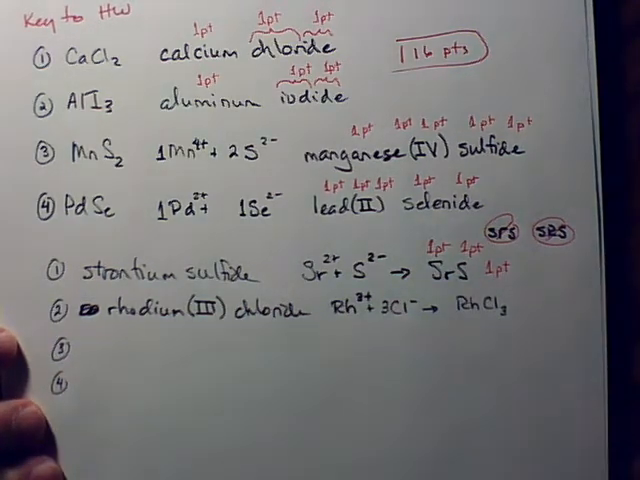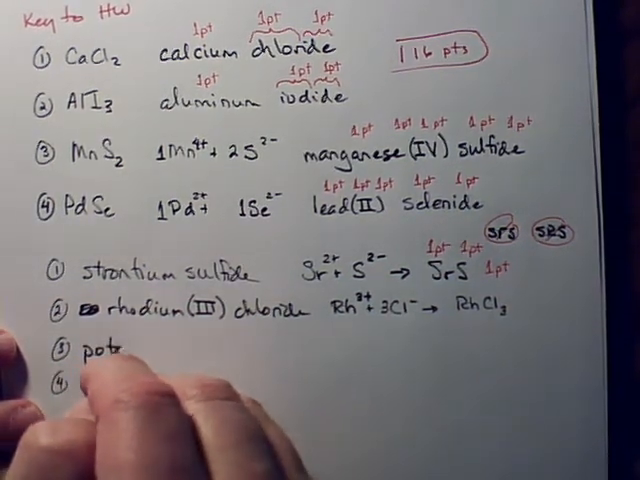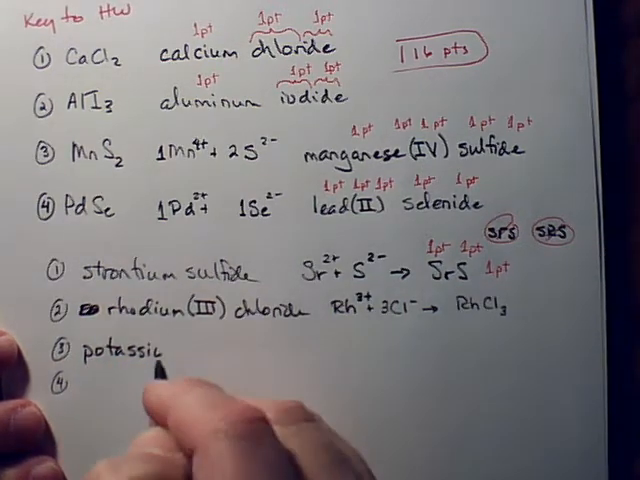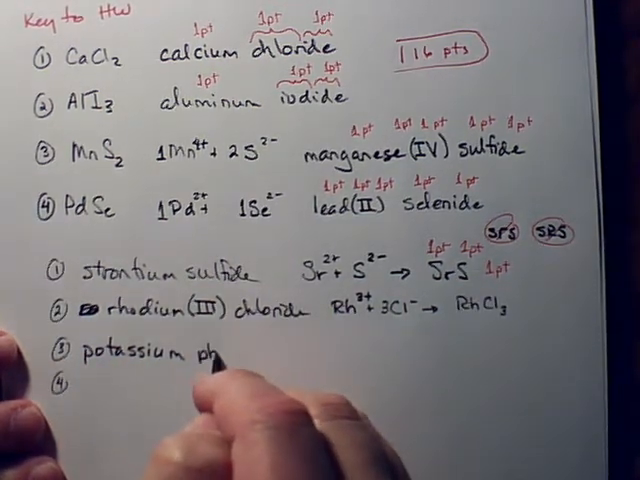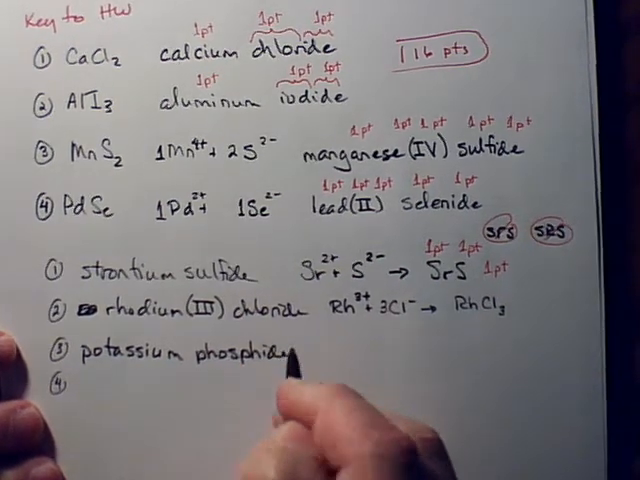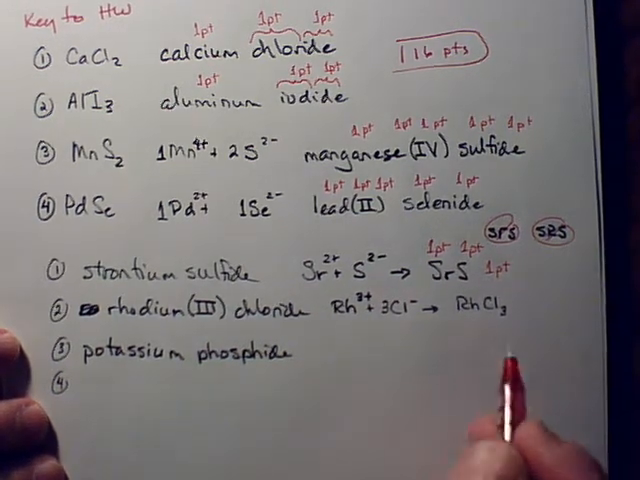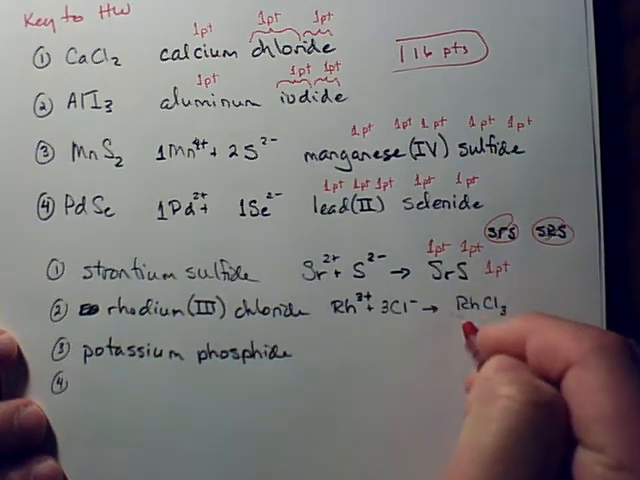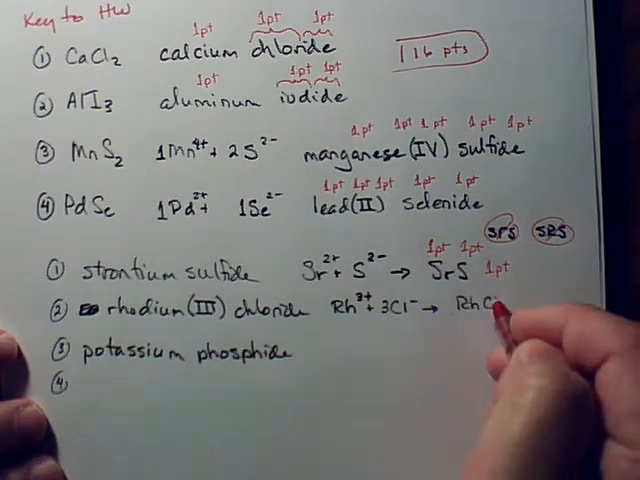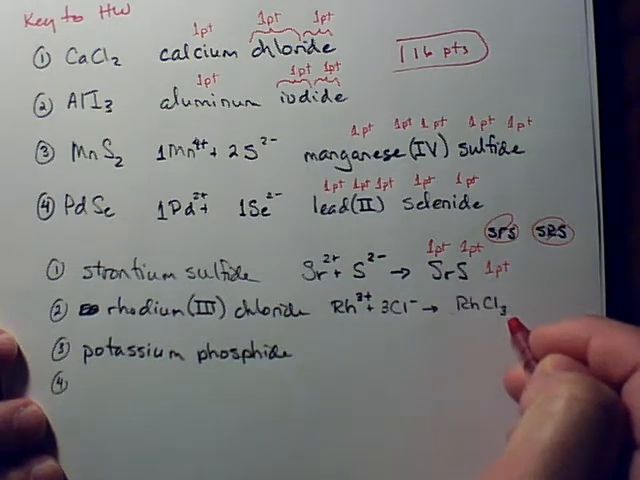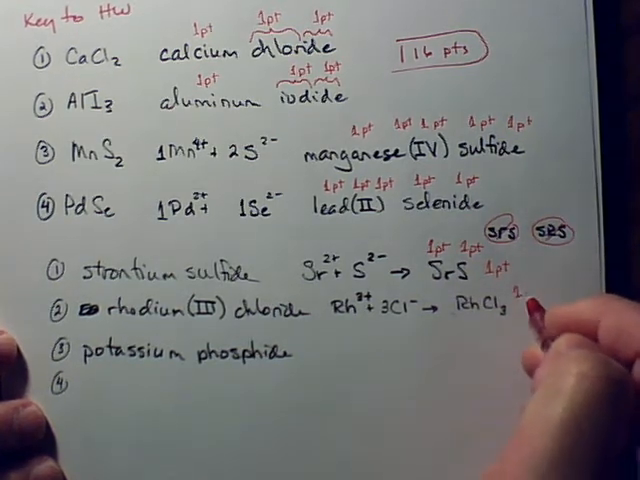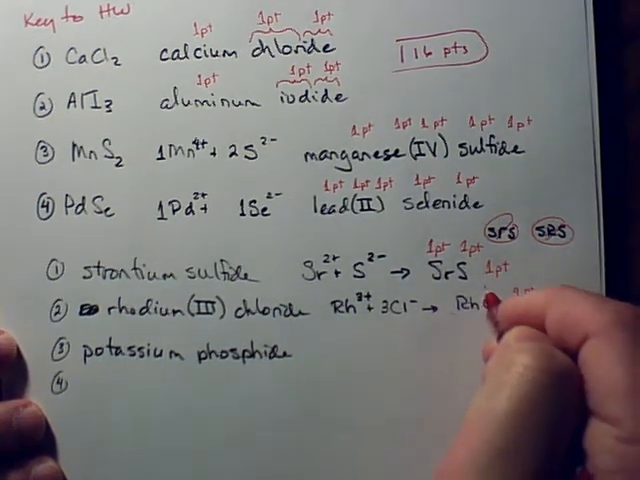Okay? All right, number 3 is potassium phosphide. Oh, I'm sorry, I haven't given that to you yet, have I? Yeah, let's go back and put a point scheme on this one. I think we can do the same thing here. 1 point for the rhodium symbol, 1 point for the correct chlorine symbol, and 1 point for balancing it properly, which means there's no subscript here and a 3 here.